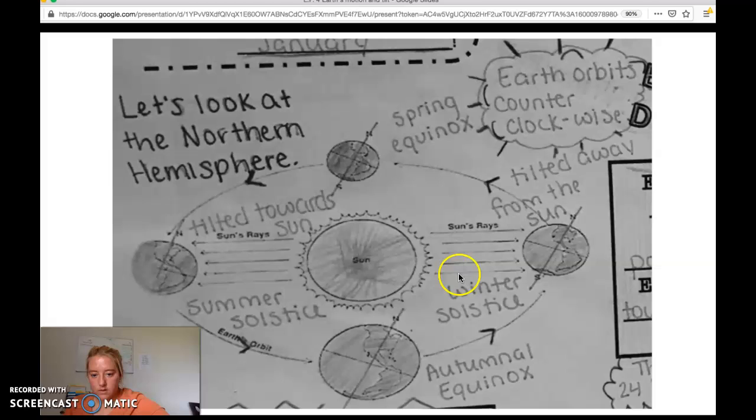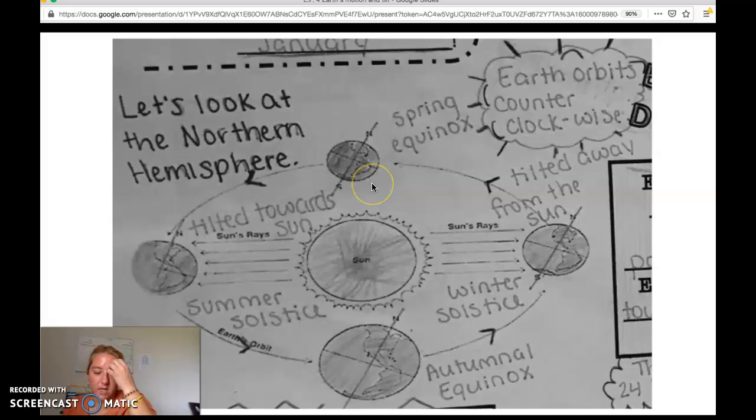Okay? So the season is caused because the northern hemisphere is tilted away from the sun. So we're experiencing winter. The southern hemisphere, down here in like Chile, they are experiencing summer because the rays are more directly focused on that area of the globe. Now we're going to move as the Earth orbits. The Earth orbits counterclockwise around the sun, so we're moving that way.